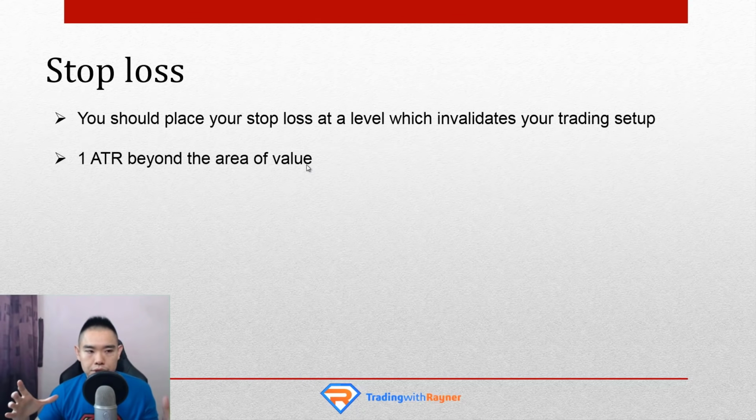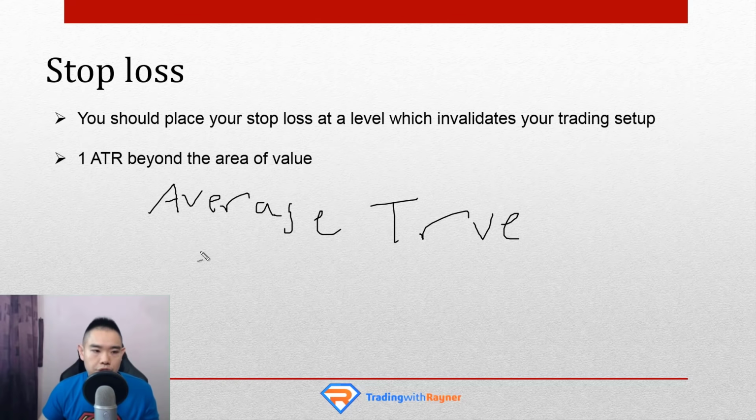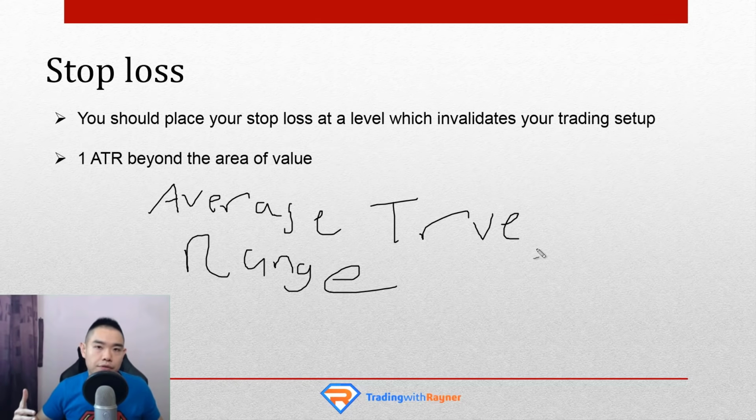Before I talk about this technique, let me share with you what ATR stands for. ATR stands for average true range. Let me give you a quick crash course on this indicator. This is a volatility based indicator. When volatility is high, the value of this indicator will be high. If volatility of the market is low, the value of this indicator will be low.